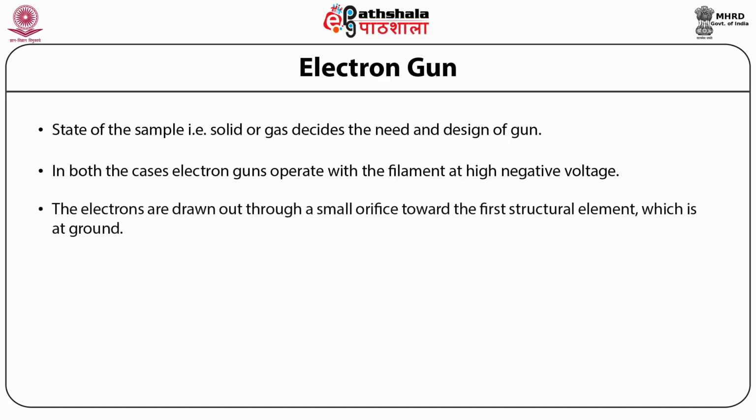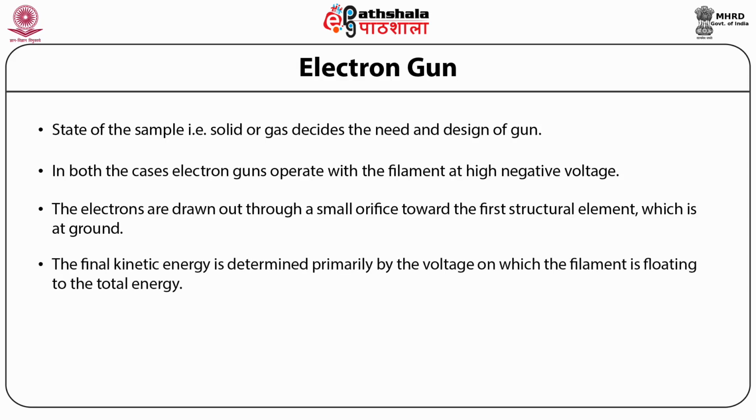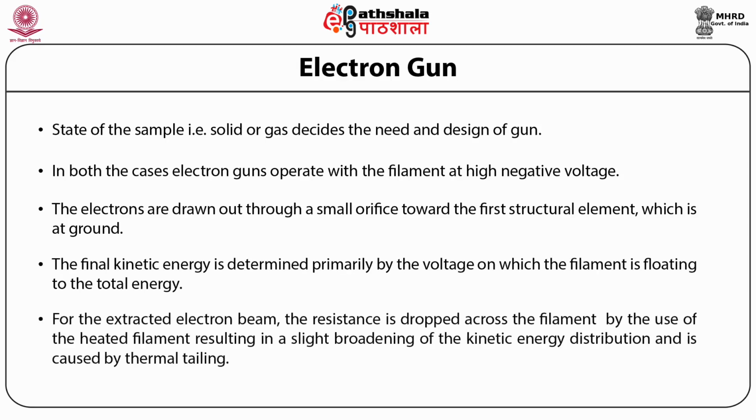The electrons are drawn out through a small orifice towards the first structural element, which is at ground. The final kinetic energy is determined primarily by the voltage at which the filament is floating, which sets the total energy. For the extracted electron beam, a voltage drop across the filament, due to the heating current, results in a slight broadening of the kinetic energy distribution, which is caused by thermal tailing.